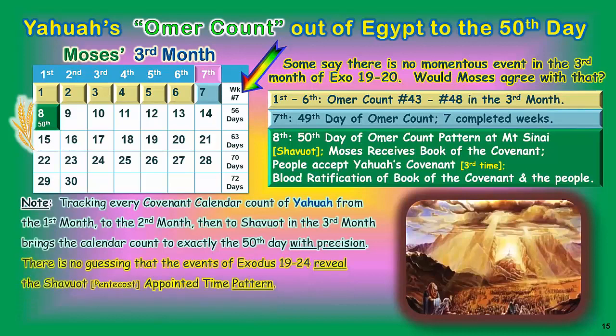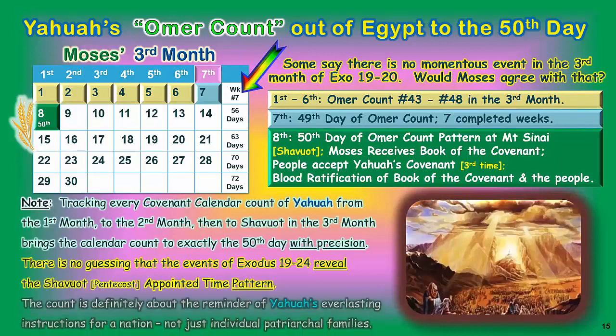There is no guessing that the events of Exodus 19 to 24 reveal the Shavuot appointed time pattern. Yes, it was a very set apart day, the 50th day. The count is definitely about the reminder of Yahuwah's everlasting instructions for a nation, not just individual patriarchal families. This is the end of review D.